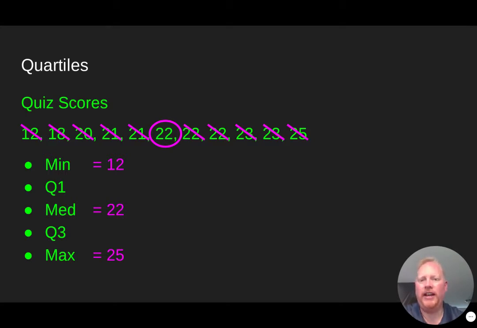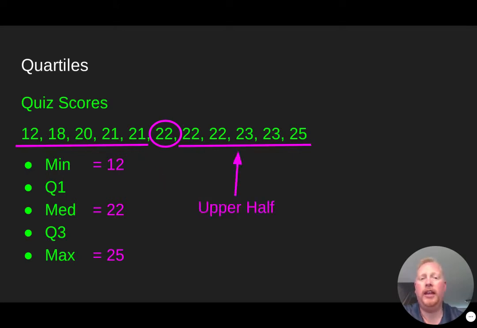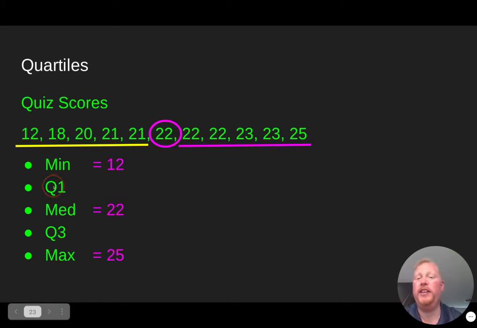Now, the nice thing about finding the median is that we have just split up the data into 2 halves. We have a lower half and we have an upper half. The way we find the first quartile is we take the lower half and find the median for that set of data. If the median was a single number, we don't include that. We include all the numbers less than that in our lower half. By the way, the first quartile is also called the lower quartile, if you ever see that.